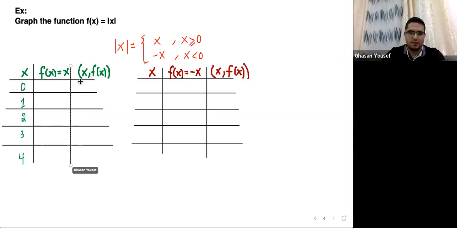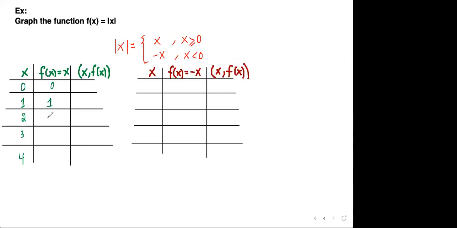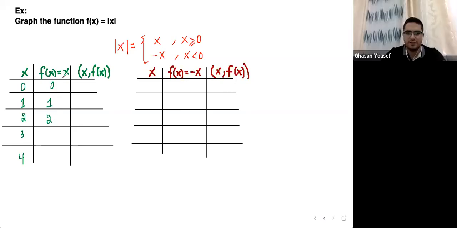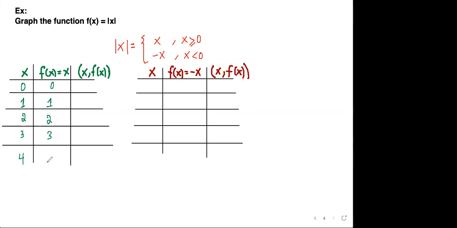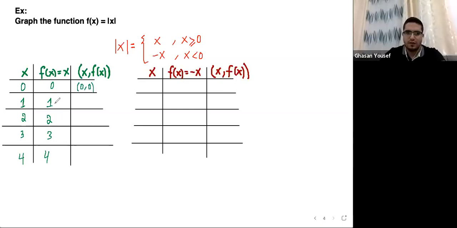Okay, now for the second one, what is the value of f of 0? I have to plug inside this function. F of 0 is 0. F of 1 is 1. F of 2 is 2. F of 3 is 3. And f of 4 is 4. Now the points are 0, comma 0, 1, comma 1, 2, comma 2, 3, and 3, and also 4 and 4.